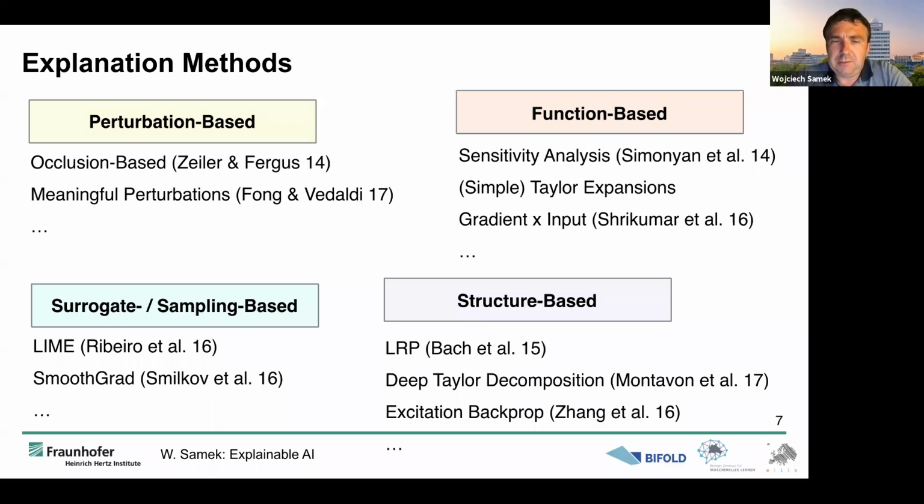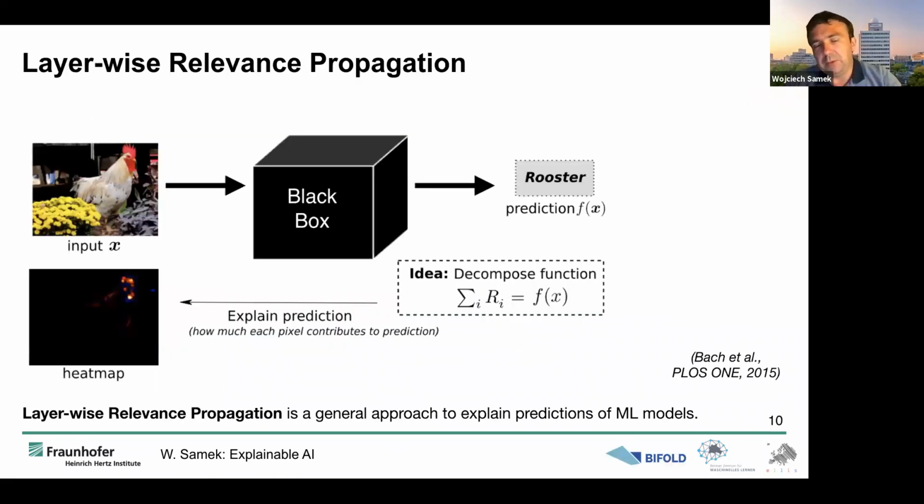The fourth class of methods I refer to as structure-based methods or propagation-based approaches. The most prominent method is LRP, layer-wise relevance propagation, a popular technique which was developed in Berlin in my lab, and also in collaboration with some colleagues. And it's one of the methods for this category.